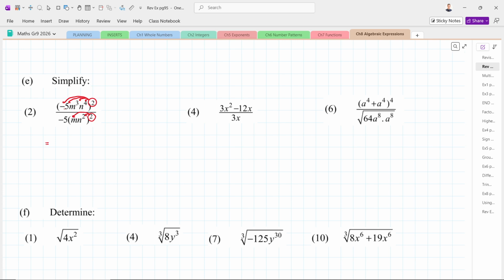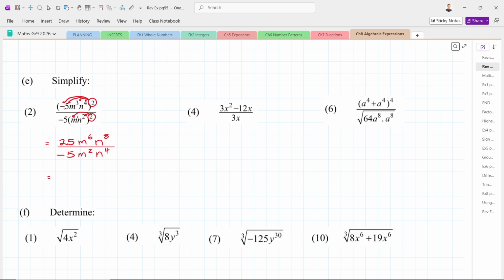A negative being squared is going to be positive. 5 squared is 25. M cubed squared, 3 times 2 is m to the power 6. N to the power 4 to the power 2, 4 times 2 is n to the power 8. At the bottom, the negative 5 just stays. M has a power of 1. 1 times 2 is m to the power 2. N to the power 2 to the power 2, 2 times 2 is 4.